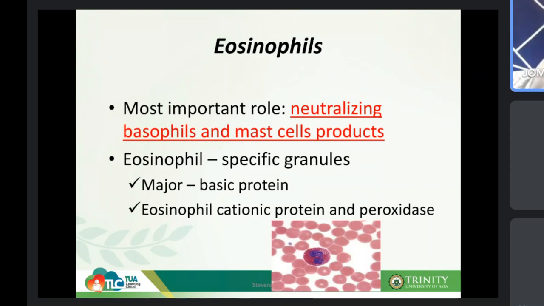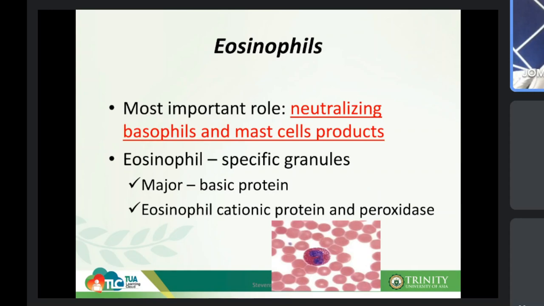But excessive amounts of histamine and heparin can be detrimental to our body, such as in anaphylactic shock. Now, your eosinophils are usually the ones blamed for an allergic reaction. But the truth is, they are the ones you see last because they are the ones trying to fix what basophils and mast cells cause inside your body. Okay? So, your eosinophil has a very important role in regulating our immune response, particularly your mast cells and your basophils.